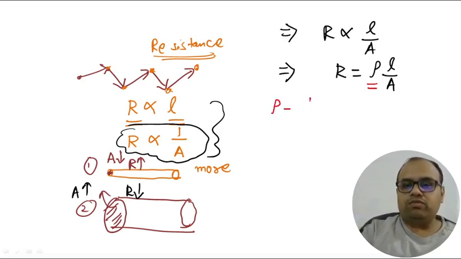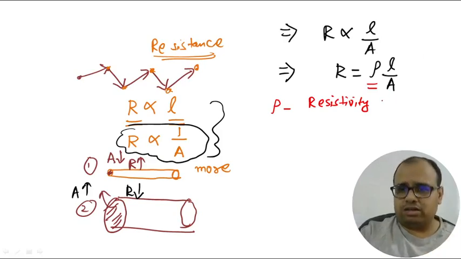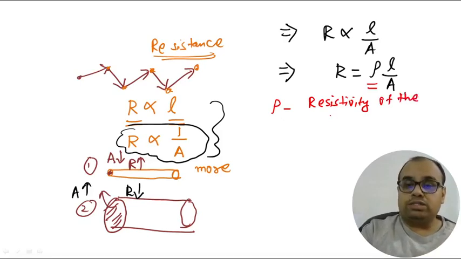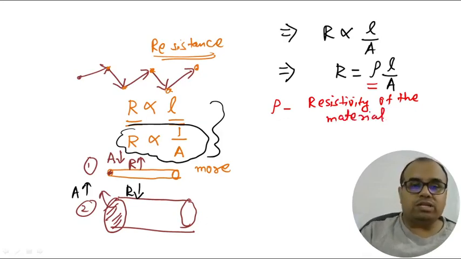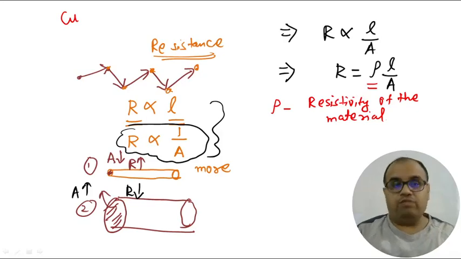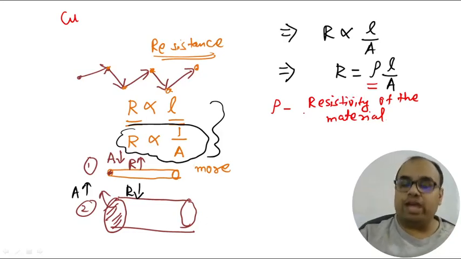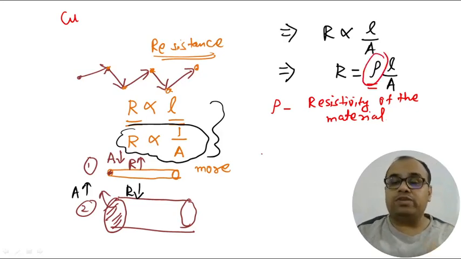Now listen, this is extremely important. Rho is called the resistivity of the material of that conductor. What does it mean? If it is of copper, then this is the resistivity of copper. If this wire is made of, say, aluminium, then this is the resistivity of aluminium. That's why we say that rho is the resistivity of the material.